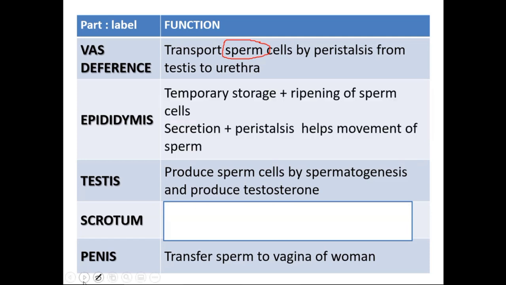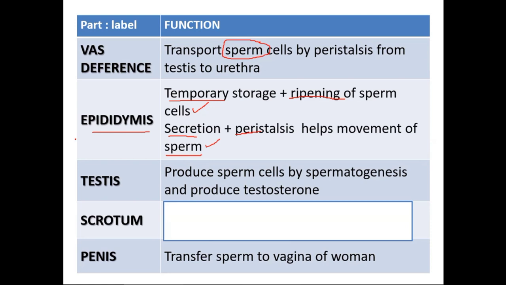The function of the epididymis, that would be to store sperm cells, okay, so it stores it for a short time, and it also is responsible for ripening of the sperm cells. So if you say temporary storage of sperm, you are correct, and also the secretion, the peristalsis, and helps the movement of sperm, okay? So any one of these, that would be correct. So one for that sentence and one for that sentence, you would be correct for the epididymis.